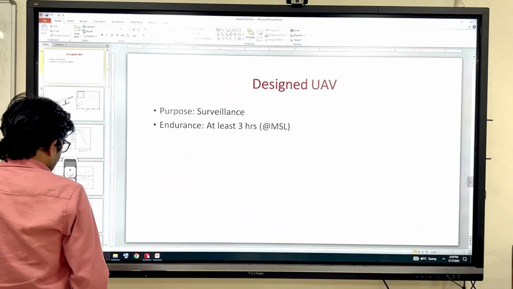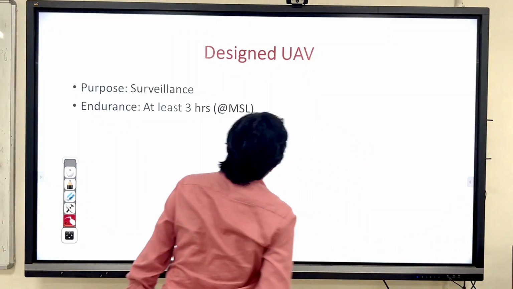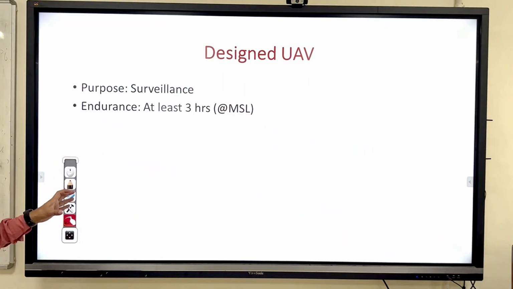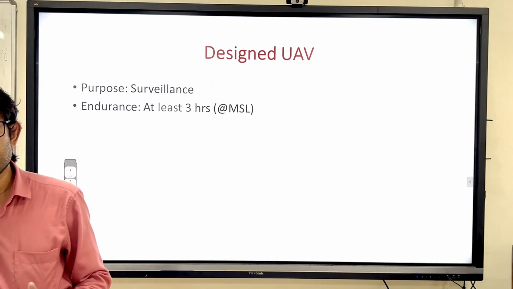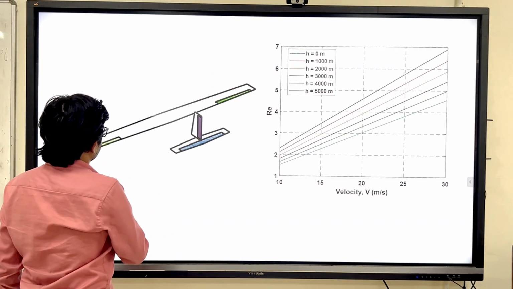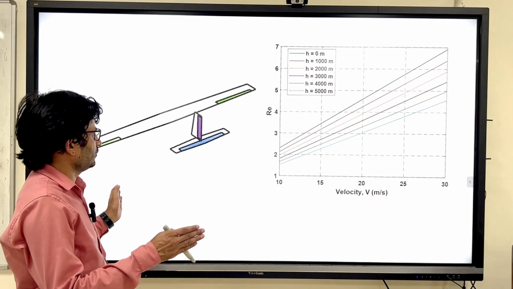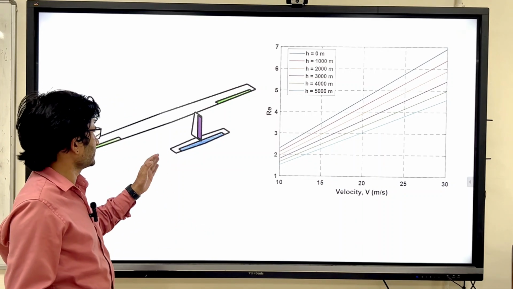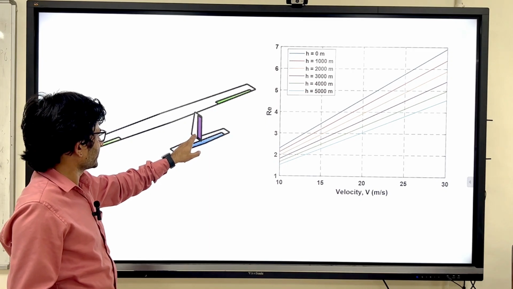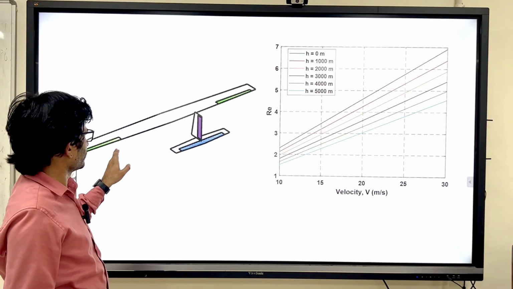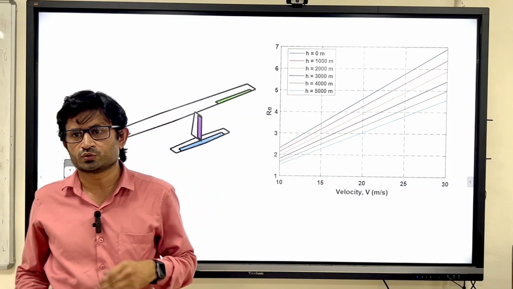Now I will show you the performance of our aircraft. So first, the aircraft, which is a UAV, the purpose is surveillance, and the endurance we have to get is at least 3 hours. So this is the typical 2D diagram, where you can see how my aircraft will look, for example, in 2D, how the vertical tail and horizontal tail will look compared to the wing. Okay, that will give you a very good idea when you go to the actual CAD design.